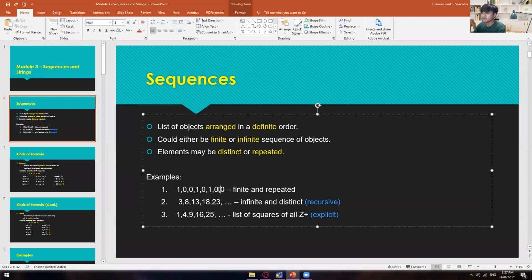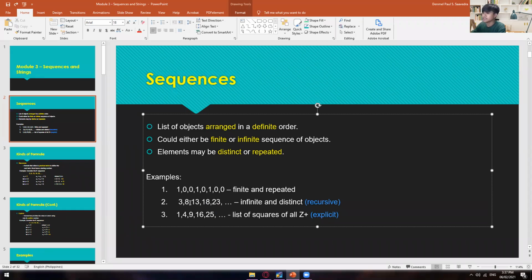This first one is finite and repeated. The second one is the recursive. From the word itself, recursive, I hope you have researched its meaning. It means you can only predict the next element or term if you know the past terms. If you know the first two or first three terms, then you already have a hint of what the fourth or fifth term could be. From here, as you can see, we have a pattern.